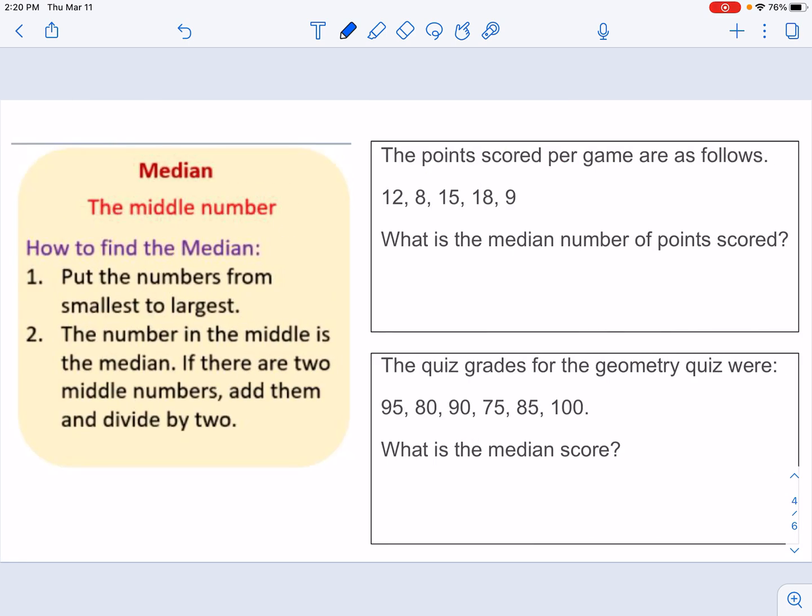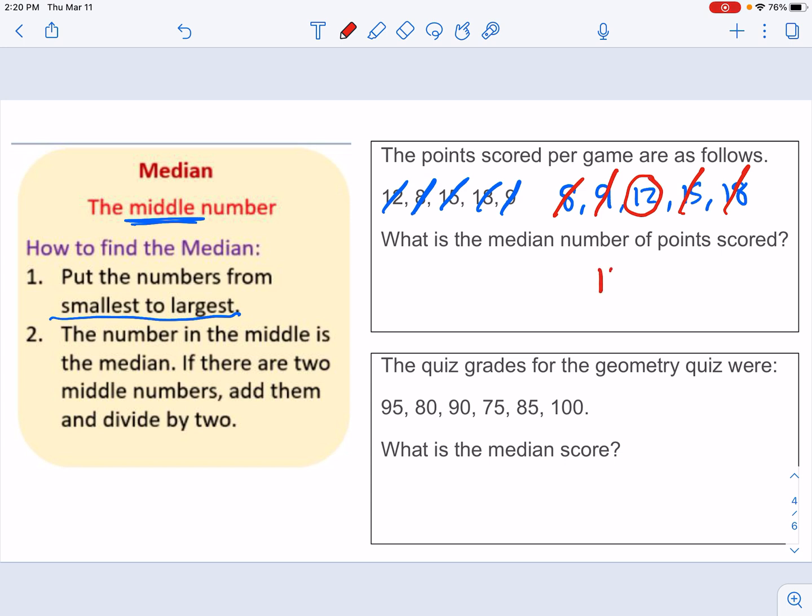Okay, next talking about the median. Okay, the median is the number in the middle. Okay, so we first have to put our numbers in order from smallest to largest. Okay, so if the points scored were 12, 8, 15, 18, and 9, okay, we want to put them in order from least to greatest. So 8, 9, 12, 15, and 18. And now we want to find the number in the middle. So I get rid of the smallest and biggest, next smallest, next biggest, and we're left with one single number in the middle. So the median value was 12.